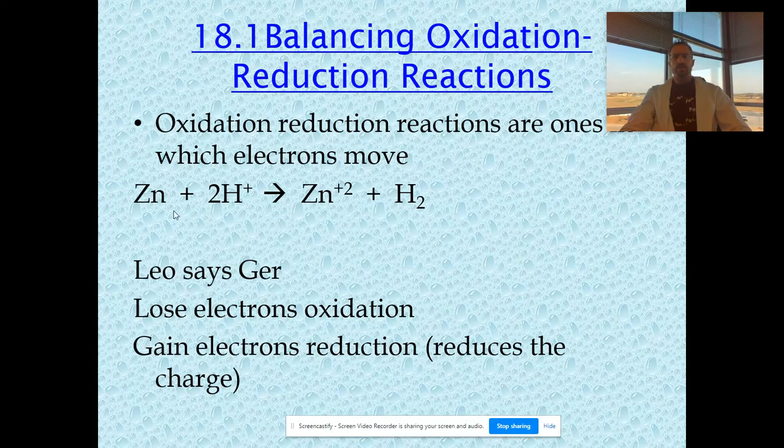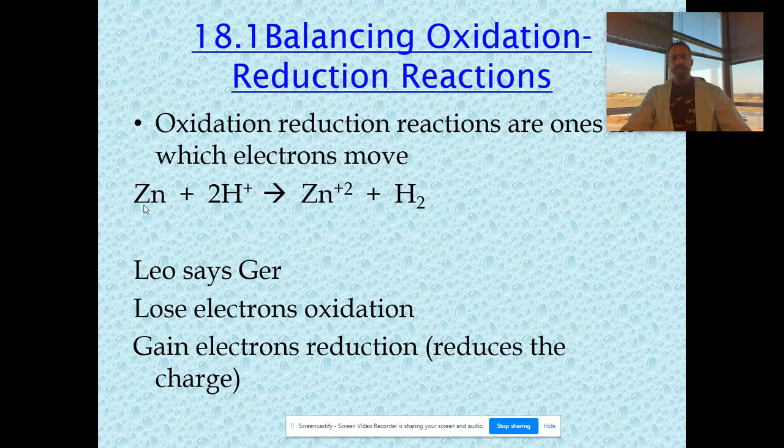Oxidation reactions are going to be ones that involve moving an electron. So remember, we say LEO says GER. We never say OIL RIG because that's for stupid people. We don't like stupid people. We only like LEO says GER. That is the only one we ever use. LEO is lose electrons oxidation. GER is gain electrons reduction, reduces the charge kind of thing.